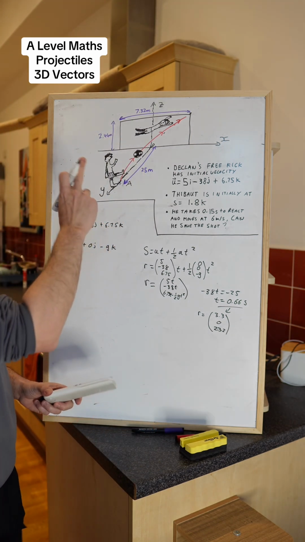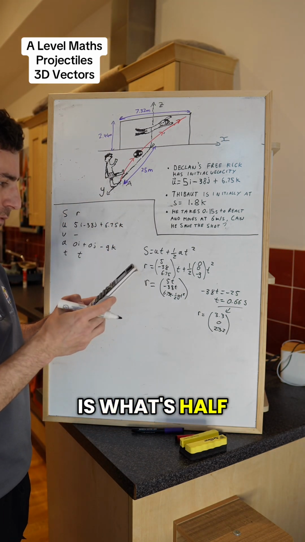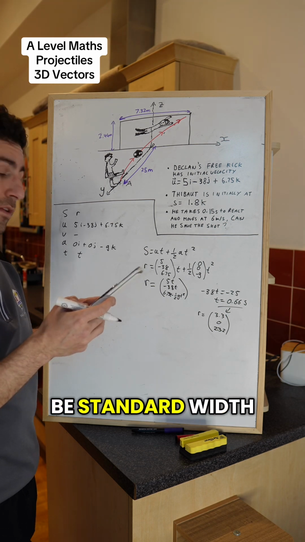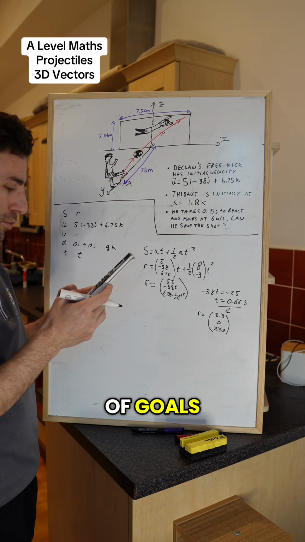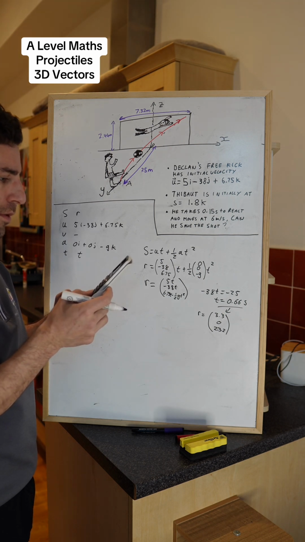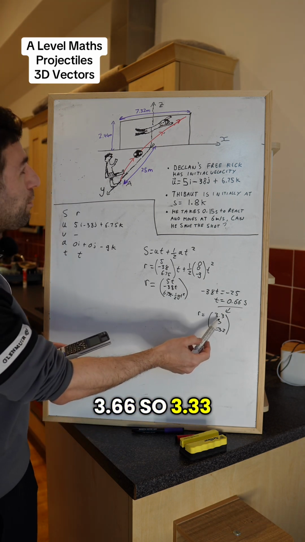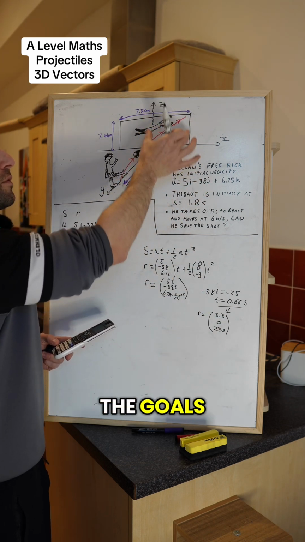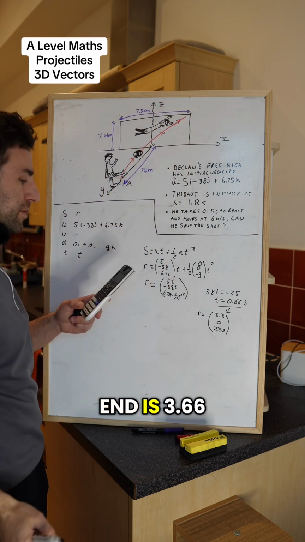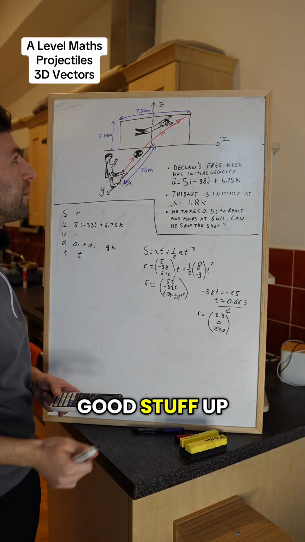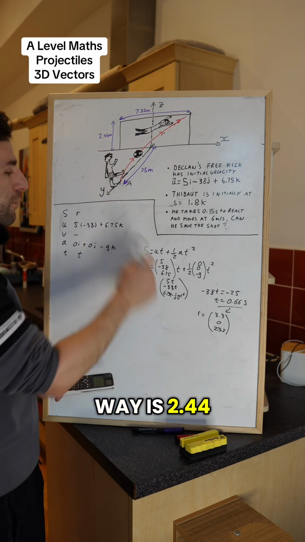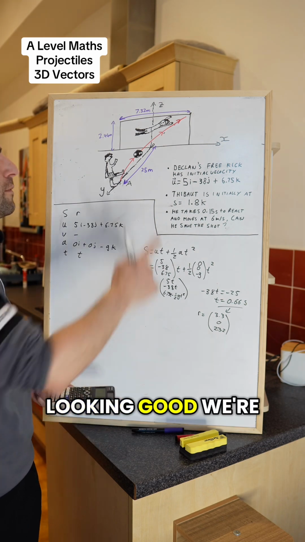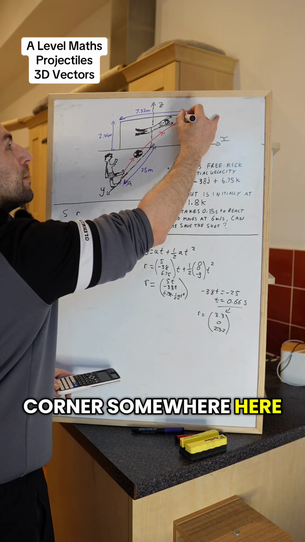Let's check it. Well, x is within half of the 7.32, that's supposed to be the standard width of goals. 3.66. So 3.3 as an x coordinate to the right is within the goals, because the width from the center to the end is 3.66. Good stuff. Up and down, the height is 2.44. Compare that to 2.32. Looking good. We're in the top corner somewhere here.